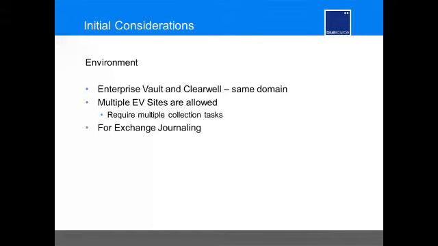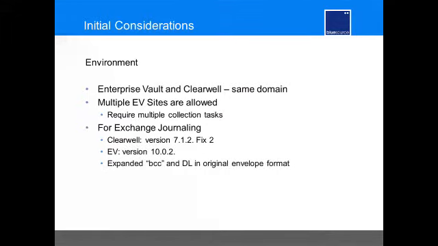If you are using Exchange journaling, you must be running Clearwell version 7.1.2 Fix 2 and Enterprise Vault version 10.0.2 in order to get expanded BCC and distribution list information in their original format. Finally, the EV indexing level determines which parts of the archived messages you can search on from Clearwell, and full indexing is highly recommended within Enterprise Vault. So with that out of the way, let's switch over to our Clearwell server and get started.